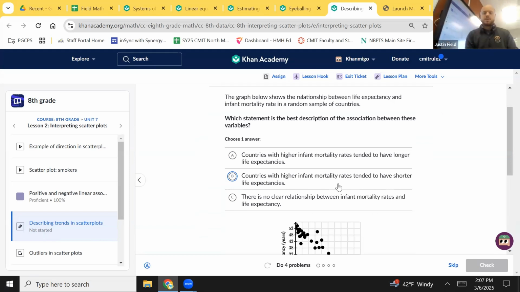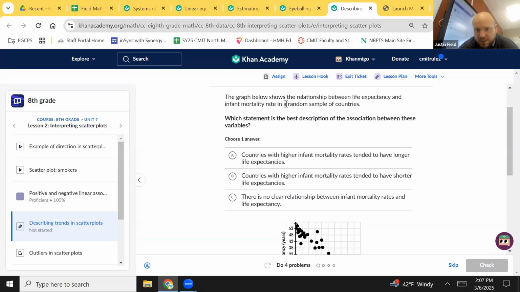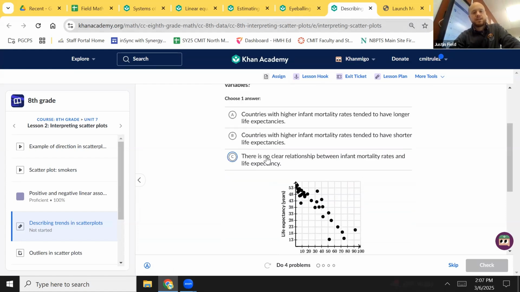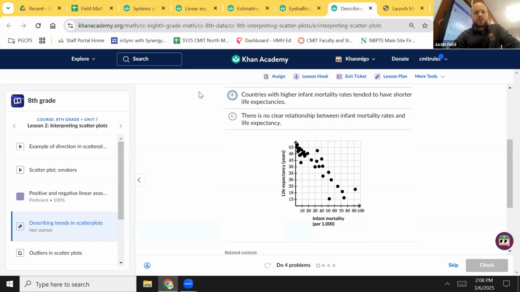All right, got it. The graph below shows the relationship between the life expectancy and the infant mortality rate in a random sample of countries. Which statement is the best description of the association between these variables? Countries with the higher infant mortality rates tend to have longer life expectancies, tended to have shorter life expectancies. There's no clear relationship.